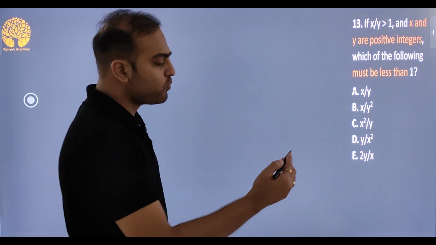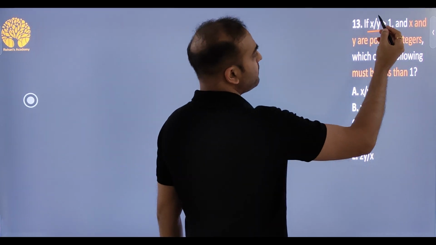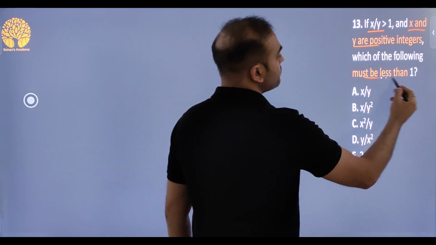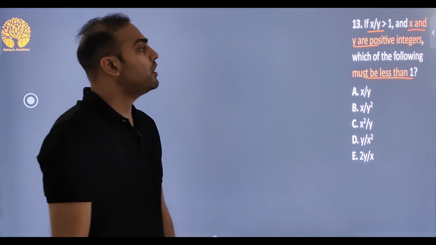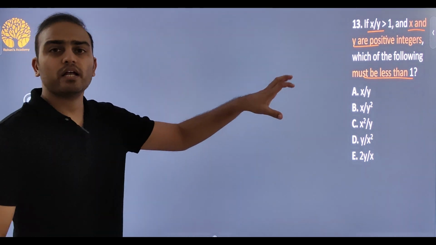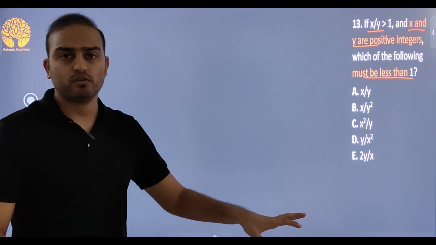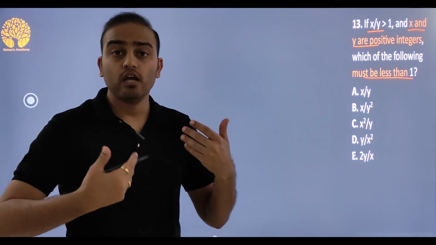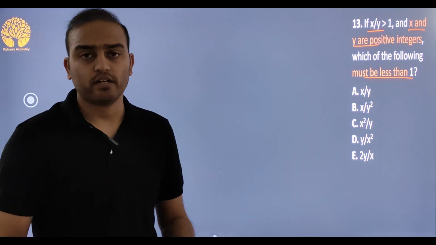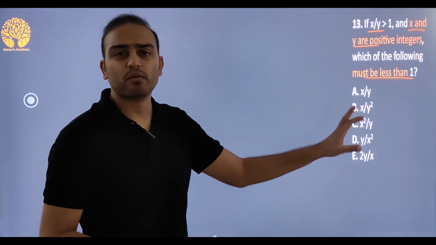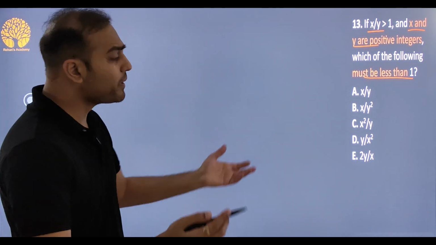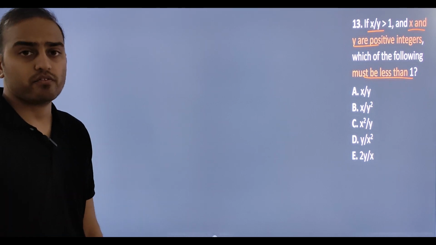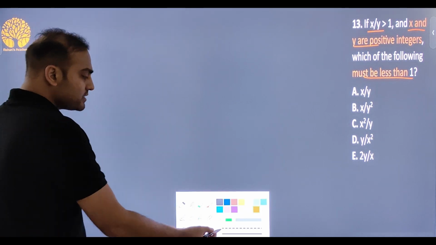This looks like an inequality question. So we have x by y greater than 1. We already know x and y are positive integers. Which of the following must be less than 1? Now don't just jump the gun and start plugging in values. We have discussed this in inequalities. Try to solve it theoretically so that you can answer confidently. You may or may not get the answer, or you might take time and not be confident enough. In the end, let's just solve it.